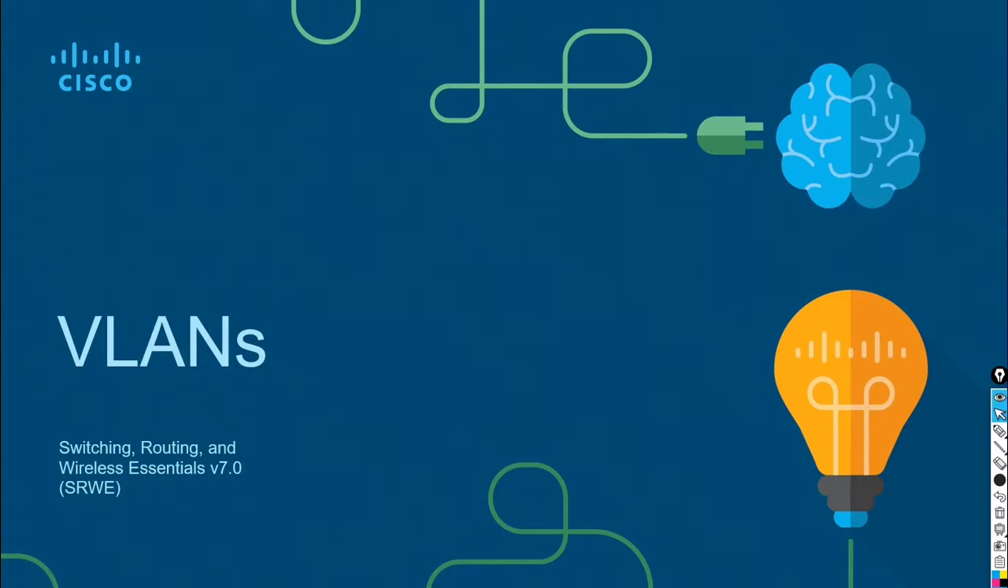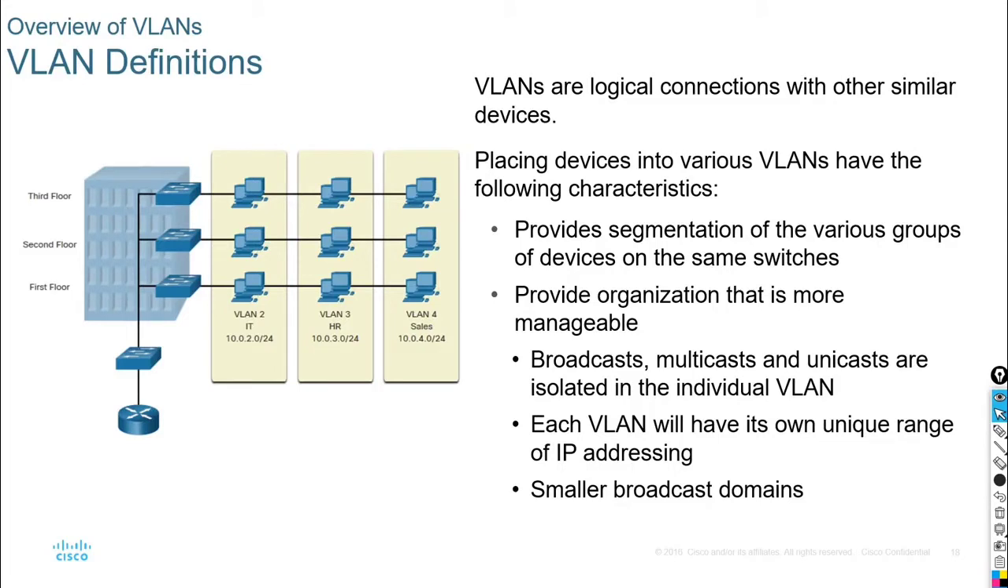VLANs provide segmentation and organizational flexibility in switched networks. VLANs are logical connections with other similar devices, based on logical connections instead of physical connections. VLANs allow an administrator to segment networks based on factors such as function, team, or application. Each VLAN is treated as a separate logical network.